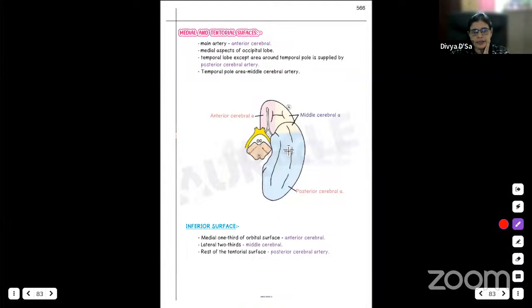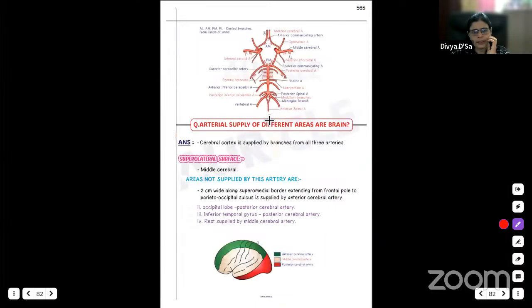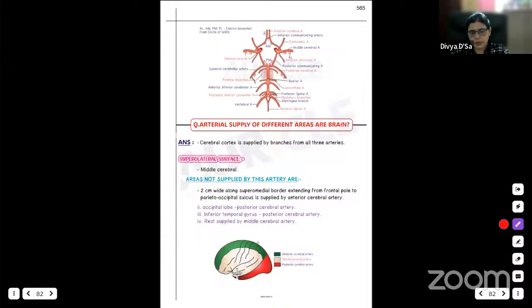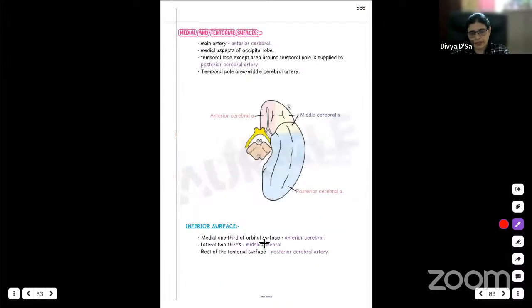Then the medial and tentorial surface. The medial surface is not shown here; this is the inferior surface. The medial surface is basically supplied by the anterior cerebral artery. The medial aspects of the occipital lobe and temporal lobe, except around the temporal pole, are supplied by the posterior cerebral, because the temporal pole is supplied by the middle cerebral.